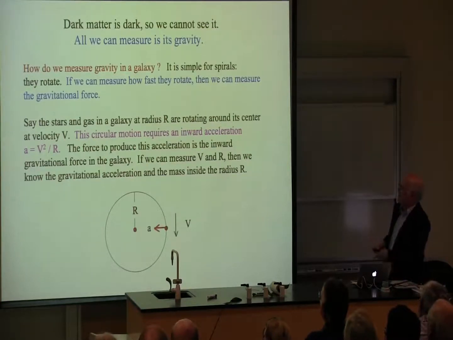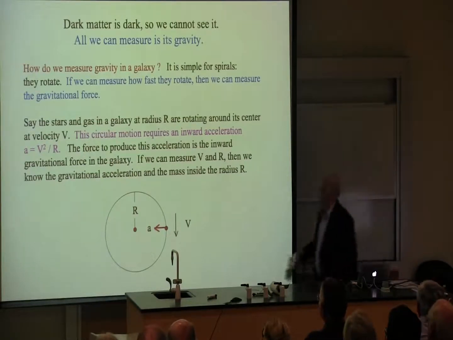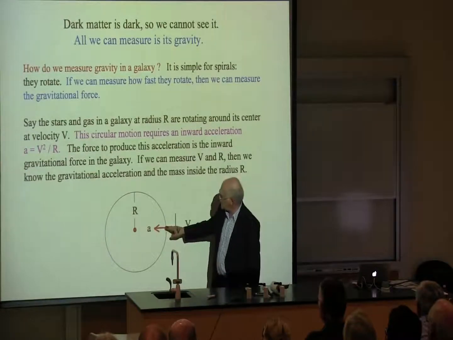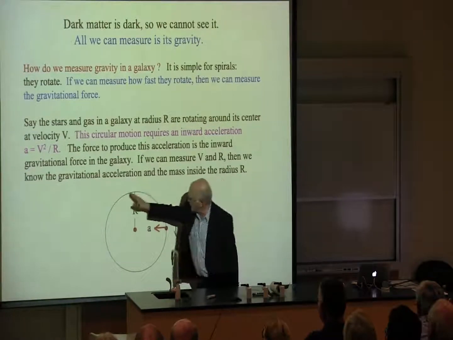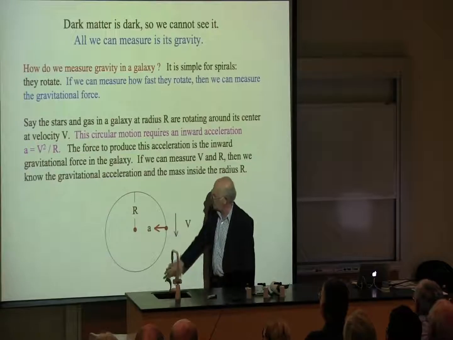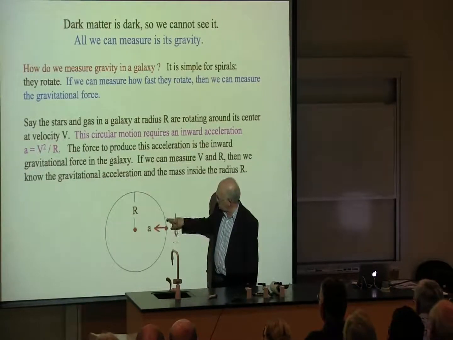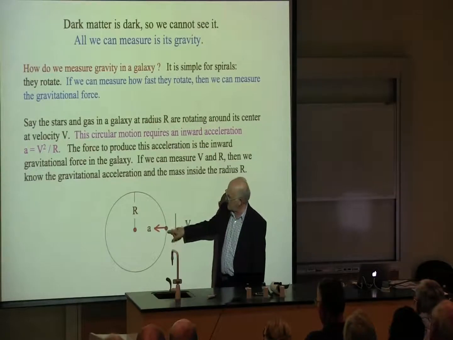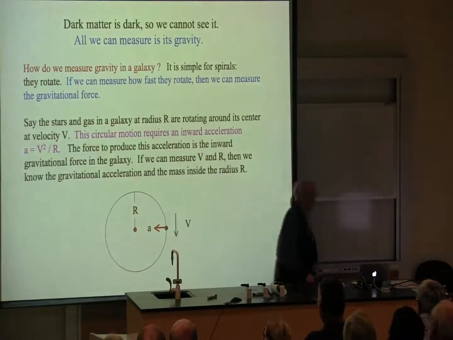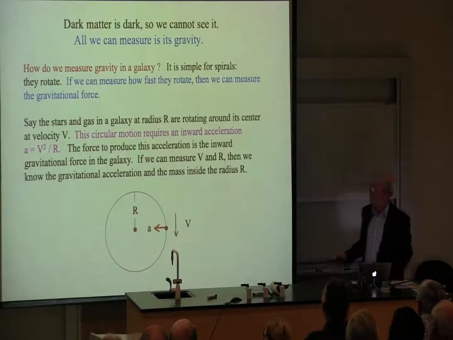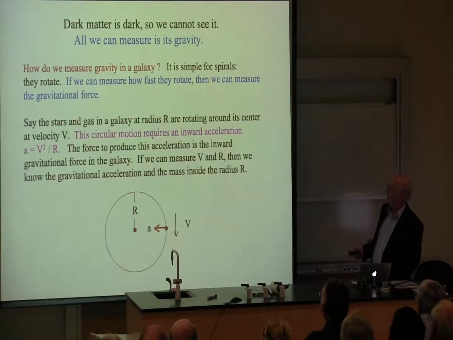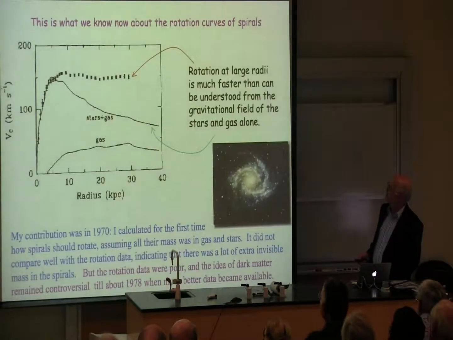In the galaxy, the force to produce the acceleration is just the inward gravitational force in the galaxy. So this particle here is seeing the gravitational force primarily of the matter inside it. The matter outside it doesn't do very much. It's the matter inside. So if I can measure how fast that's going around, I can straight away tell you what the gravitational force is there. And that must come from the gravity of everything. And that's really all there is to it. It's truly as simple as that.